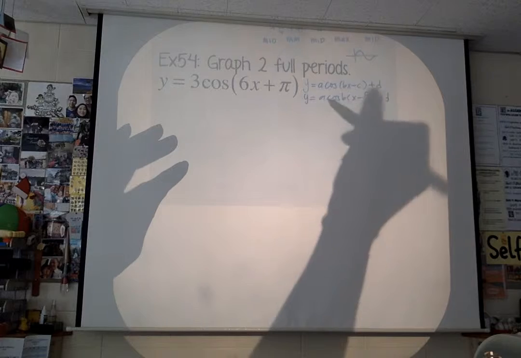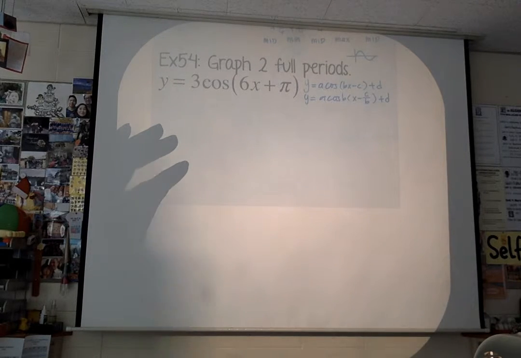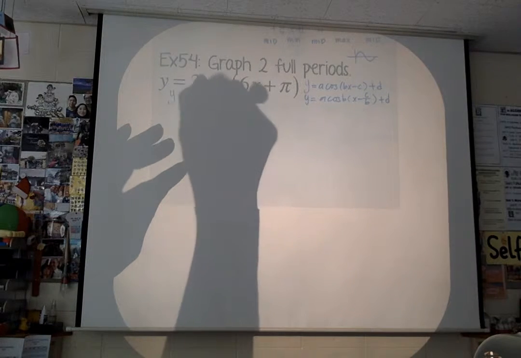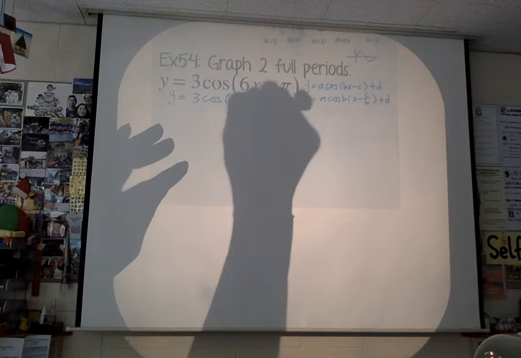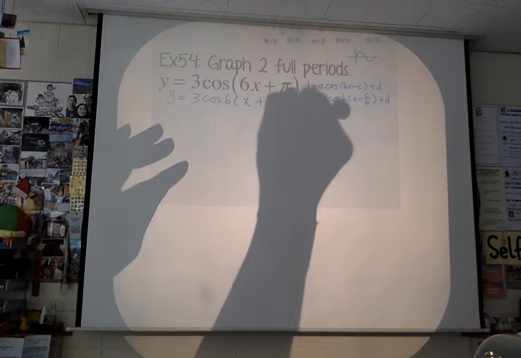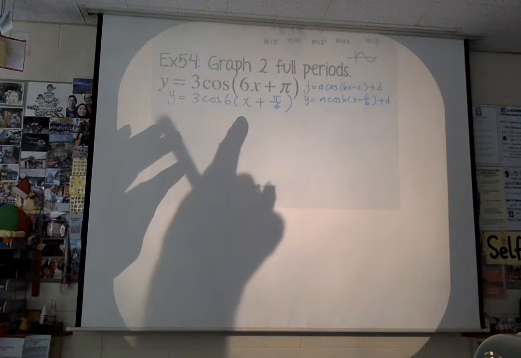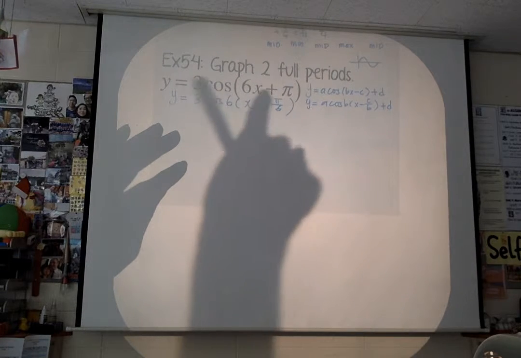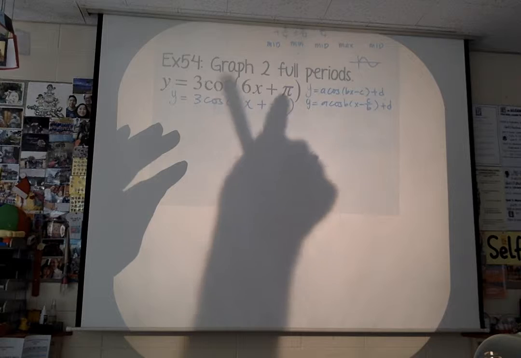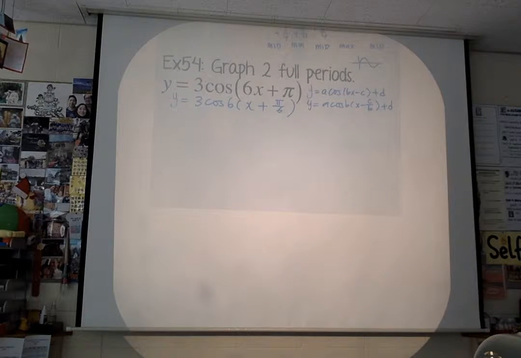So let's rewrite this equation into this method. It tells me the left and right shifts, right? So y equals 3 cosine 6(x plus pi over 6) is the way I like to see this graph. I could already tell you that the max is going to occur at negative pi over 6 because this gives me 0 there. Okay, you'll see what I mean.